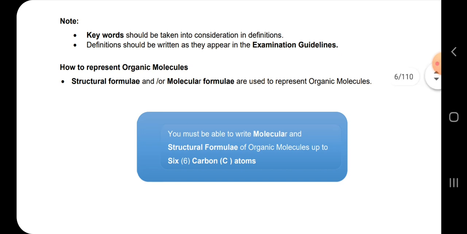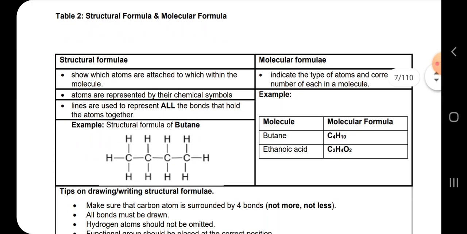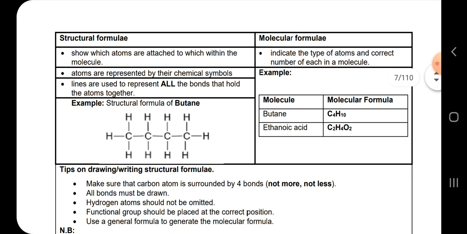So you also have to know how to represent organic molecules, but that one I've done in the video that I said you should check in the description box, where I have done functional groups. So here we are: the difference between a structural formula and a molecular formula. There is a difference, a distinct one.